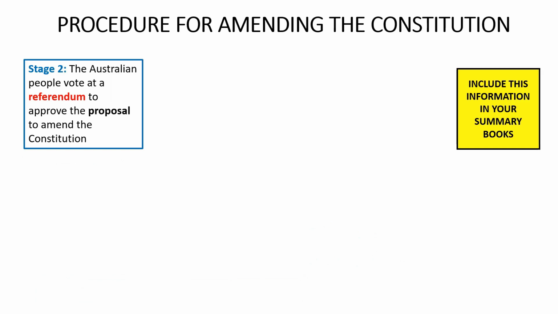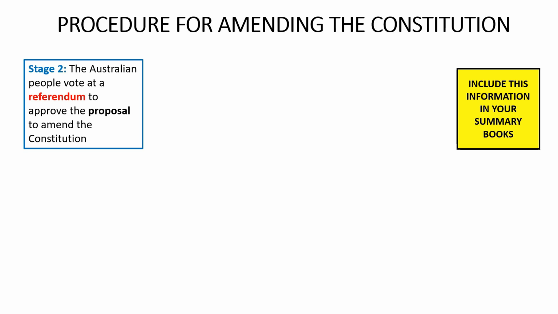This brings us to the detail of the second stage in the Section 128 procedure, which is the stage in which the Australian people vote at a referendum to approve the proposal to amend the Constitution. This is a very important stage which you must know in detail. In particular, you must know and be able to explain the double majority requirement. So make sure that you include this information in your summary book.